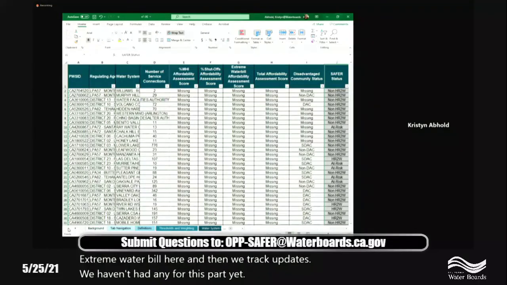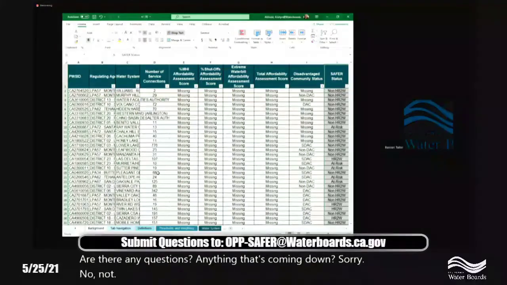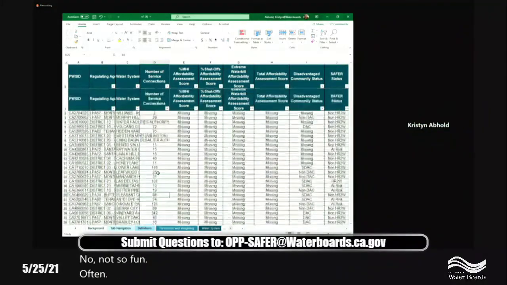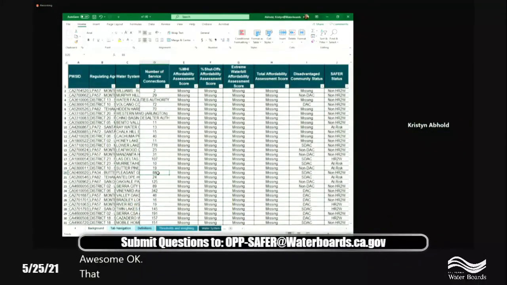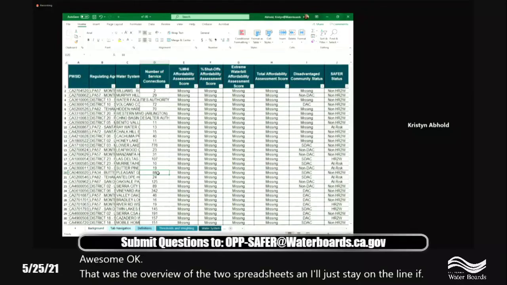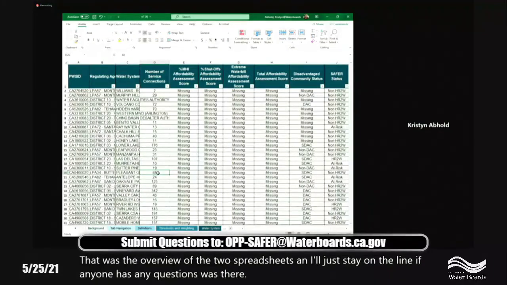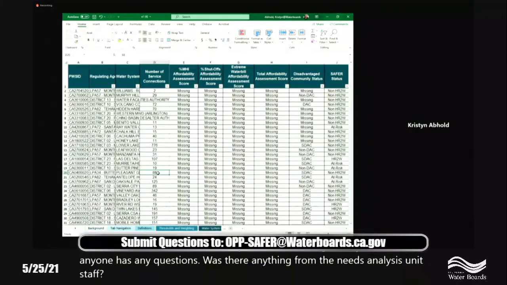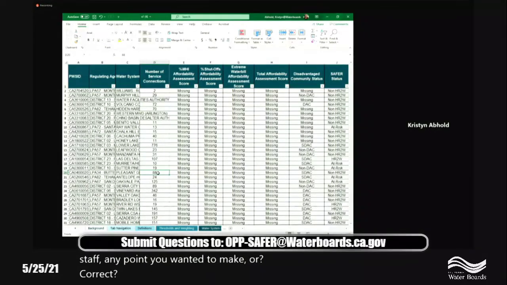Are there any questions? Anything that's come in, Bunsri? No, not so far. Awesome. Okay. Well, that was the overview of the two spreadsheets. And I'll just stay on the line if anyone has any questions. Was there anything from the needs analysis unit staff? Any point you wanted to make or correct anything I've said that was inaccurate?